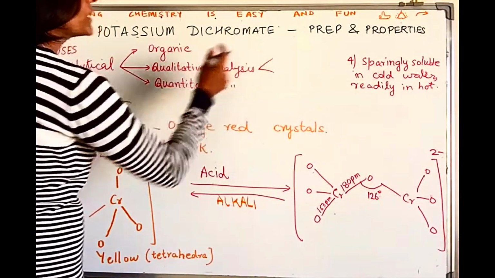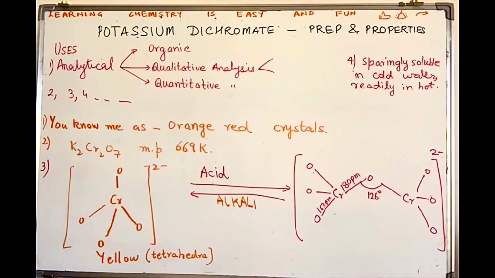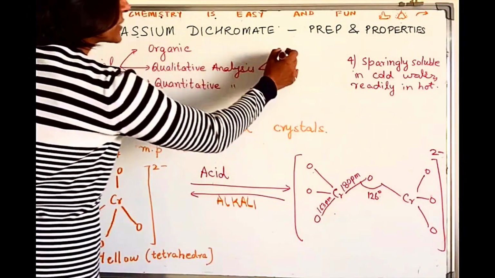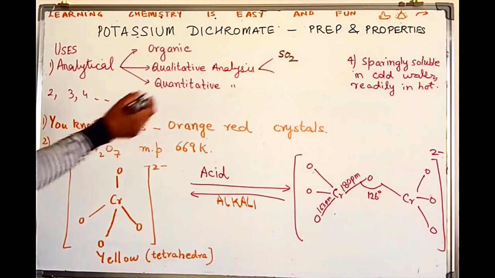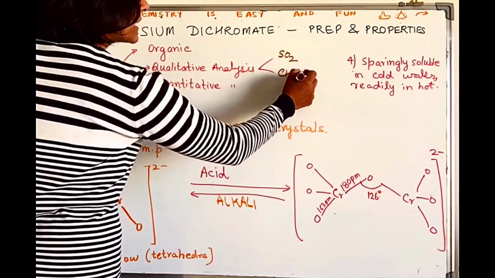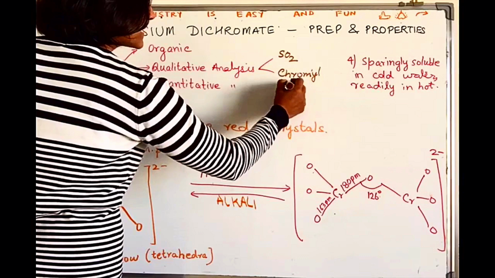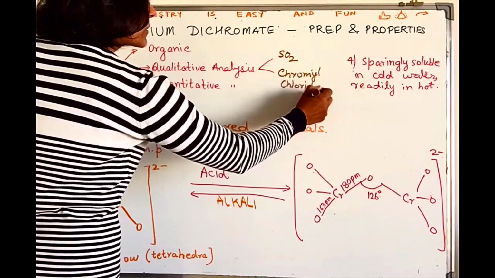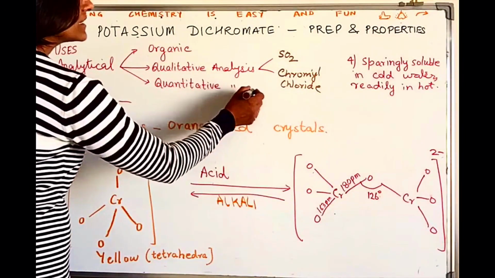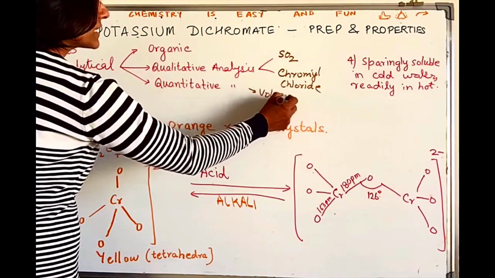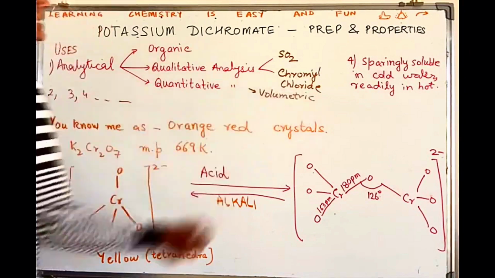Qualitative analysis means where you analyze what type of ion is present. There are gases which you have identified using acidified potassium dichromate. Which one is it? Very good, sulfur dioxide. You've also done the chromyl chloride test, which we shall be discussing later in the lesson. You use it to test for chlorine gas and the presence of chloride ions in any salt. Quantitative analysis: do you remember volumetric analysis, where you would have used potassium dichromate?